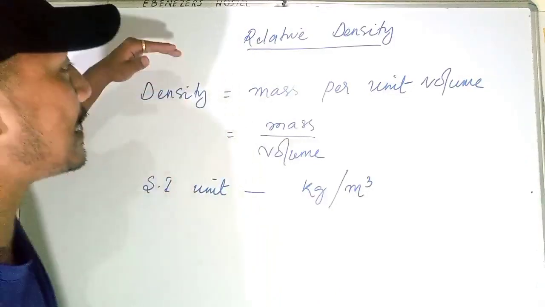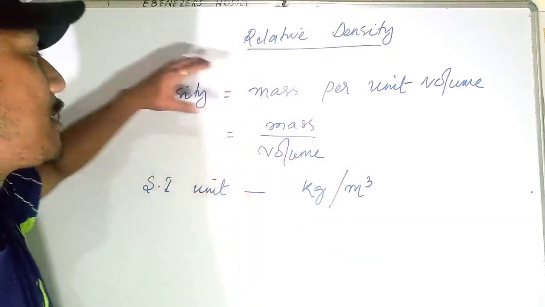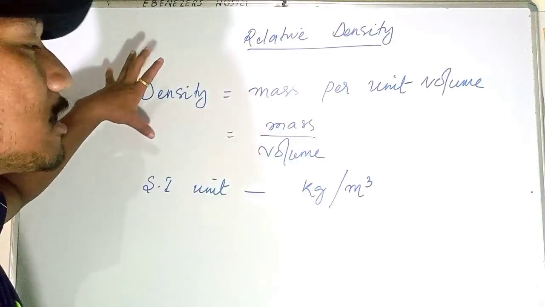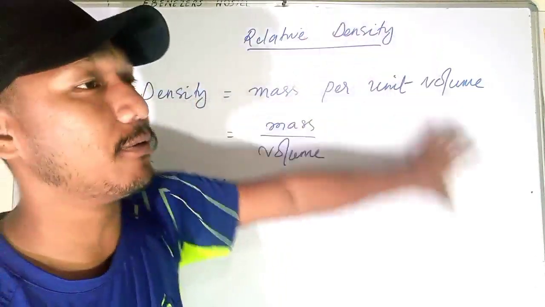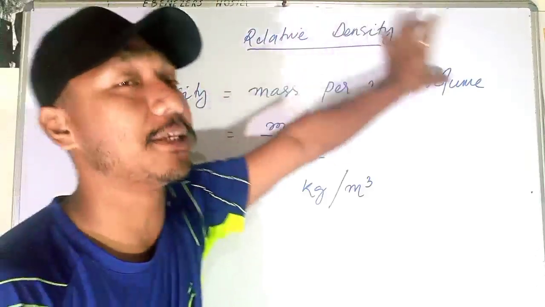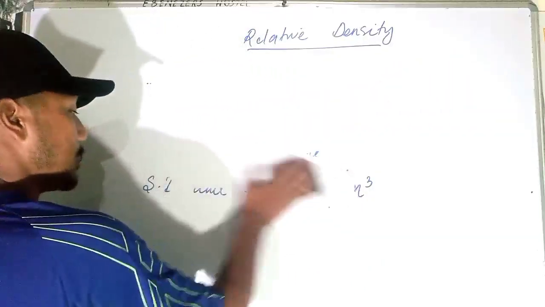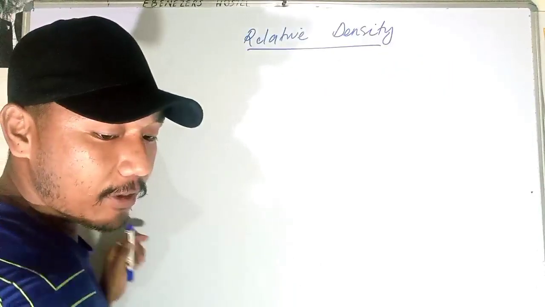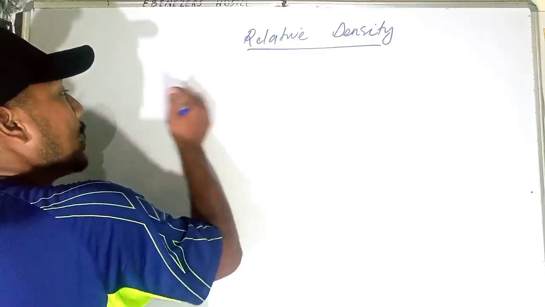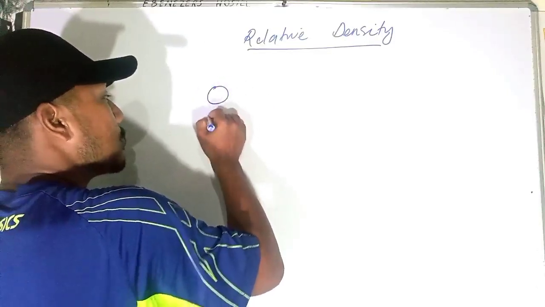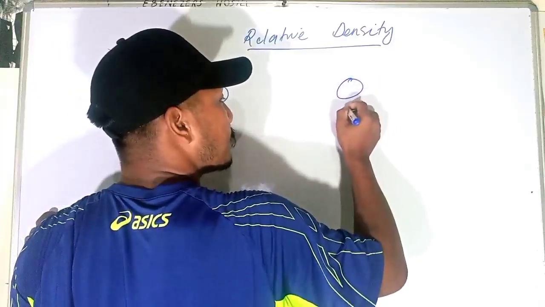Now let's talk about relative density. We have learned what density is: mass per unit volume. Now, what is relative density? You can understand the meaning of relative. We are going to compare between two quantities. Let's say this is an object A, and this is an object B.